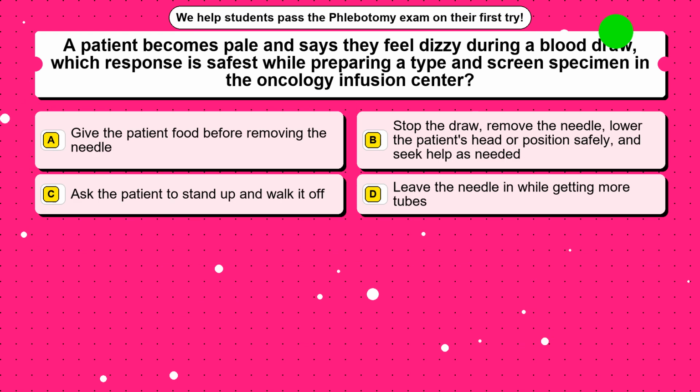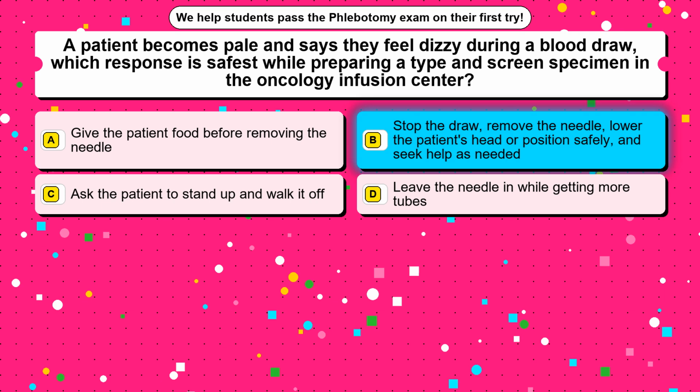Question 26. A patient becomes pale and says they feel dizzy during a blood draw. Which response is safest while preparing a type and screen specimen in the Oncology Infusion Center? Option A. Give the patient food before removing the needle. Option B. Stop the draw, remove the needle, lower the patient's head or position safely, and seek help as needed. Option C. Ask the patient to stand up and walk it off. Option D. Leave the needle in while getting more tubes.